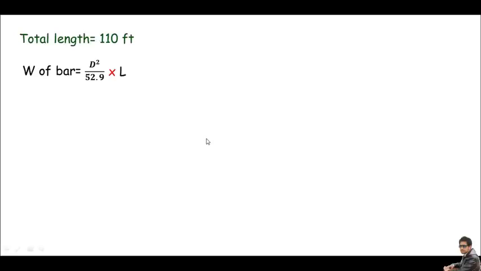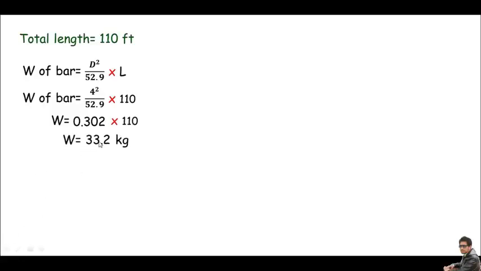So plug and chug in, you must get the weight of bar equals, the diameter must be in Sudha, right? And we are informed to take number 4 bars. So 4 square divided by this number times the length, which is given as 110. When you calculate this, you can get 0.302 times the length. Of course, you can get 33.2 kg. And this is quite simple, I think, right? So just look at over here.